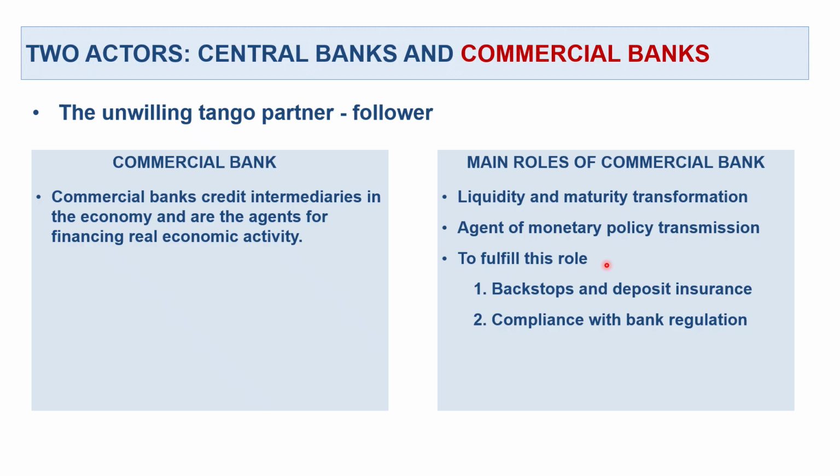Now, to fulfill this role, we need backstops and deposit insurance. So, if banks have to fulfill this role of a credit intermediary, the central banks have to provide liquidity support against good collateral. They also require banks by law to participate in a collective deposit insurance scheme to which the government provides liquidity backstop.